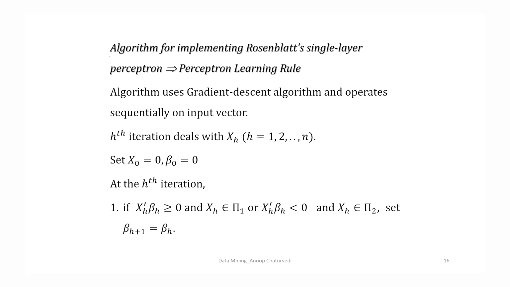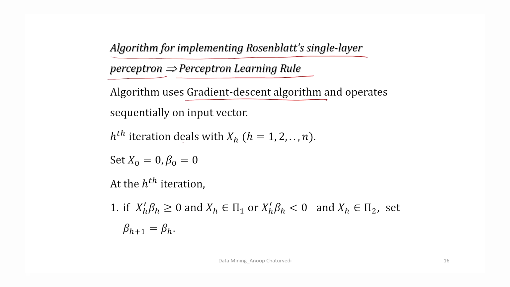Now, the algorithm for implementing Rosenblatt single layer perceptron, or perceptron learning rule, is defined here. This algorithm actually uses gradient descent algorithm and operates sequentially on input vectors. Say we provide the inputs one by one, and then using the gradient descent algorithm it trains the model.